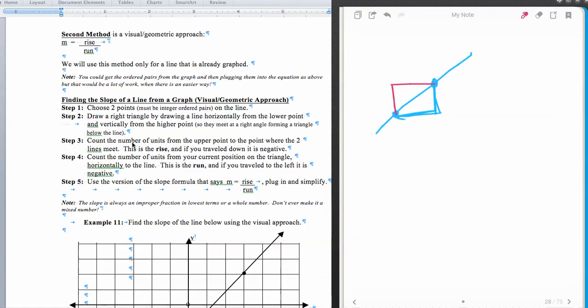And what we'll do is count the number of points that we have to move. So this being our rise, and this being our run. If we move to the right this way, we count them as positive. If we go to the left this way, it's negative. Rising, if we go up this way, it's positive, and if we go down this way, it's negative. And that's how we're going to make our counts. And then we're going to use the rise over the run and plug in and simplify it as necessary.